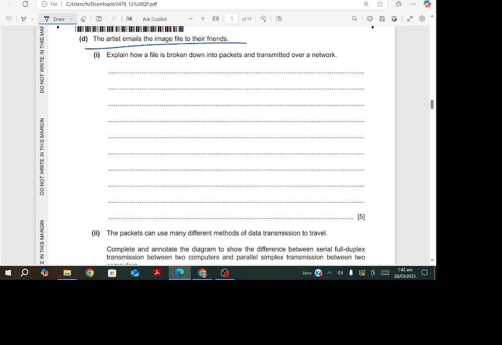Okay. Artist emails the image to their friends. Explain how a file size is broken down into packets and transmitted over a network. Yes. So first of all, large amount of data. It is related to how packets are transmitted. In your book, there is a whole paragraph about it.